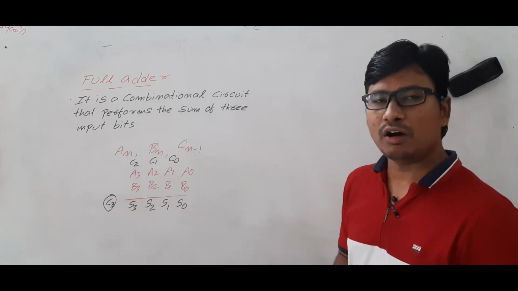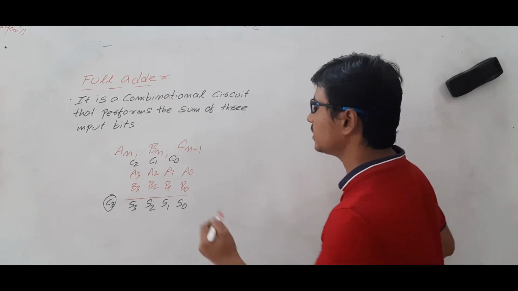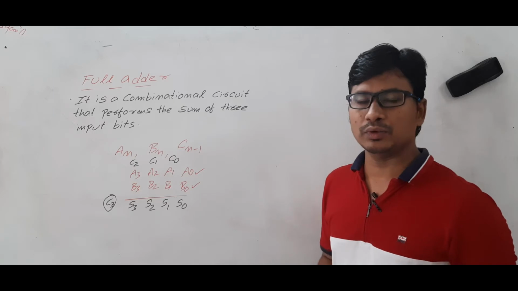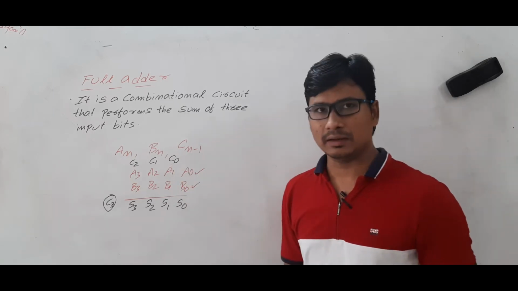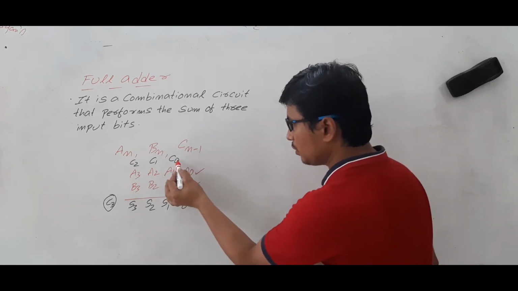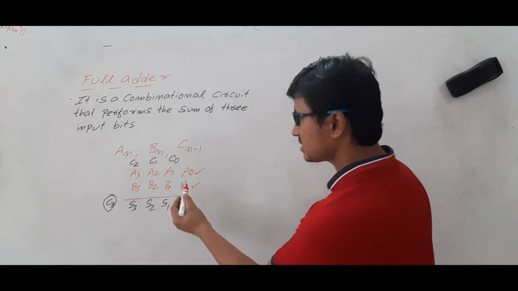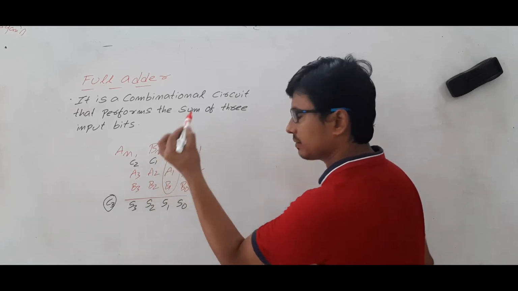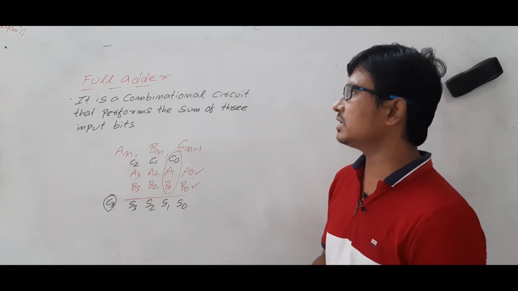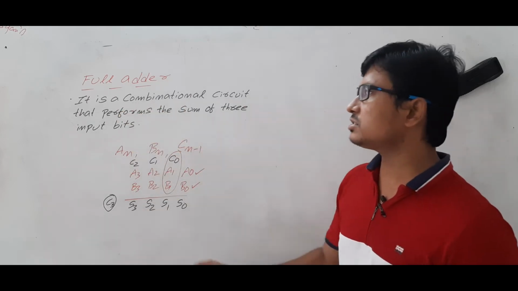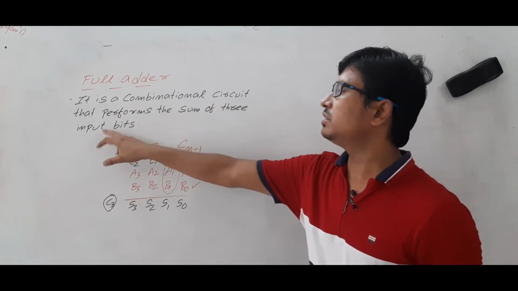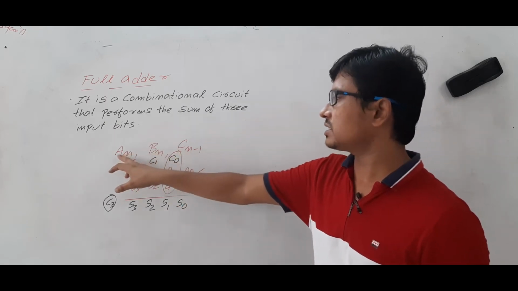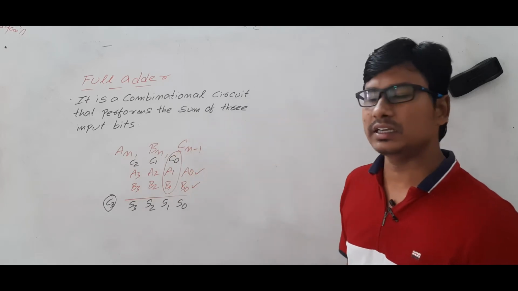If you see the half adder, we performed addition between only two bits, which are A0 and B0. We did not perform the addition with the carry, but in real time what we have to do is add the previous carry and A1 and B1, and that we can perform using the full adder. Is it clear? Are you able to understand? That is the purpose of the full adder. It is a combinational circuit that performs the sum of three input bits C0, A1 and B1. In general, we can say An, Bn and Cn minus 1.